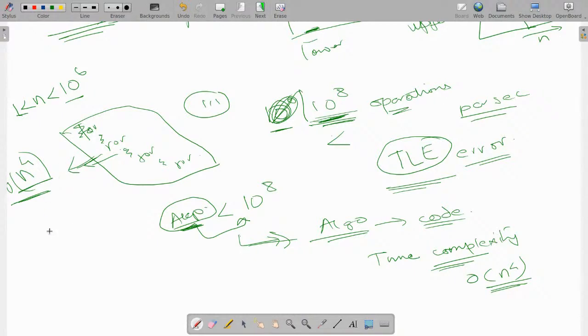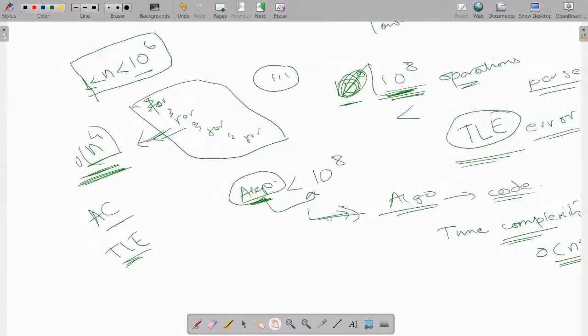The question here is, if I submit this solution which has a complexity of big O of n to the power 4, whether we will get AC, accepted, or whether we will get TLE, time limit exceeded. So how to find it? We will look at the range of n given in the problem. We have a range where n is greater than 1 and less than 10 to the power 6. So what we look at here is always the worst case.